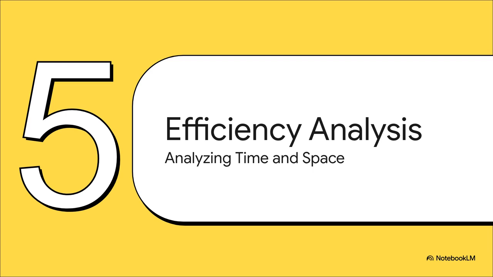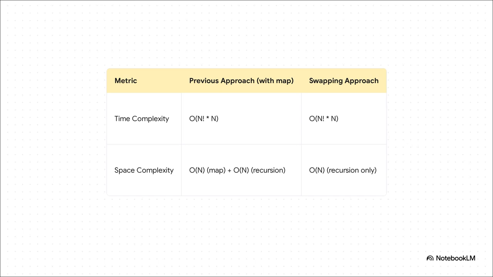So, you might be thinking, okay, this is cool, but why go through all this trouble with swapping and backtracking? What's the real payoff here? Well, let's talk efficiency. Let's put it head to head. Now, time-wise, it's going to be about the same as other methods. Generating n factorial permutations, well, it's just going to take a while. But look at the space complexity. That's where we get the big win.